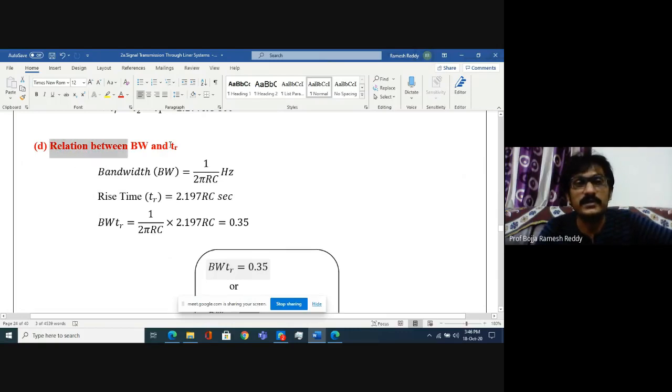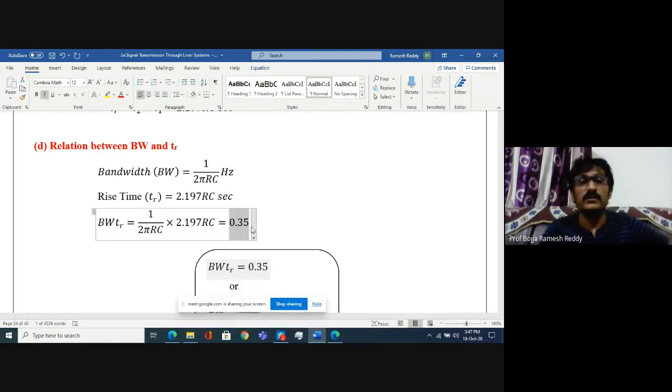Relation between bandwidth and rise time for a low pass filter circuit. Bandwidth of an RC low pass filter circuit can be computed from the formula 1 by 2 pi RC hertz, and rise time of a low pass filter can be calculated from the formula 2.197 RC. The product of bandwidth and rise time is 1 by 2 pi RC into 2.197 RC. That is, RC gets cancelled, giving 0.35. It is a fixed value. The bandwidth rise time product of every low pass filter does not depend on the R value and C value: 0.35.